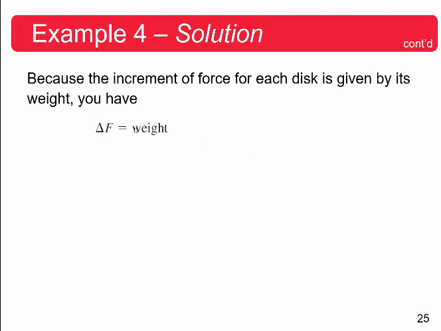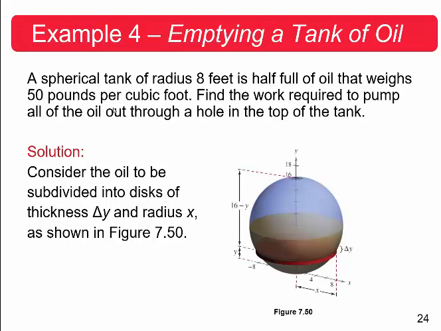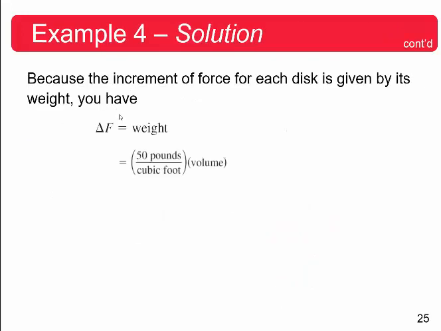Because the increment of force in each disc is given by its weight, delta F, the change in force, is equal to the weight of the fluid. The weight is 50 pounds per cubic foot times the volume. The volume of each disc is pi times x squared times the change in y, because the volume changes depending on how much y changes.